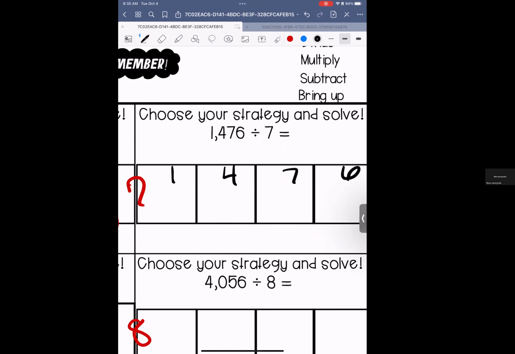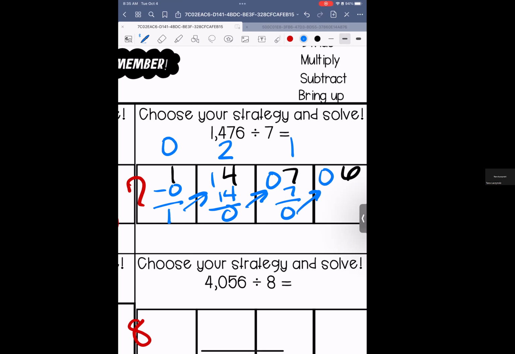Moving on, we have 1,476. We're dividing this by 7. 7 does not go into 1, but it does go into 14 2 times. Exactly. And it does go into 7 1 time. Exactly. And it doesn't go into 6. 6 is our last box. It's smaller than what we're dividing by, so that remainder is A-okay.